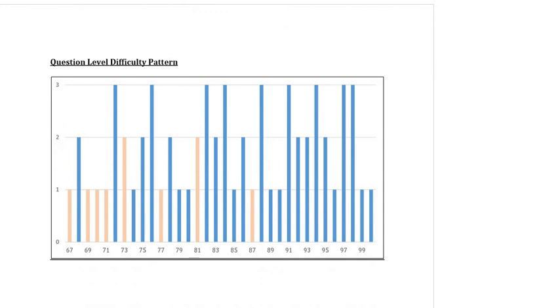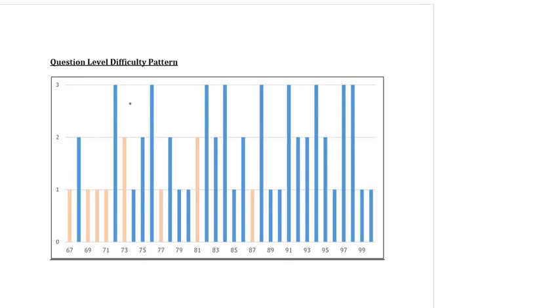Finally, we look at this graph which we've shown you earlier for quant as well as for the 2 sections earlier. This essentially shows you the trend of difficulty for each question from 67 to 100. The blue lines indicate the MCQs, the pink orange lines indicate the numerical entries. So here, as you can see, there were fewer numerical entry questions.